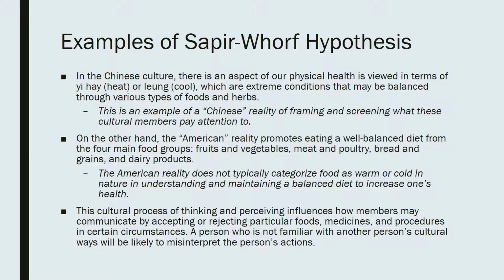This is an example of Chinese reality of framing and screening what these cultural members pay attention to. On the other hand, the American reality promotes eating a well-balanced diet from the four main food groups: fruits and veggies, meat and poultry, bread and grains, and dairy products. The American reality does not categorize food as warm or cold in nature, but maintaining a balanced diet is how to help one's health. So it's a different reality. So the Chinese are going to look at things that are hot and cold, and the Americans are going to look at what food group they fit into.